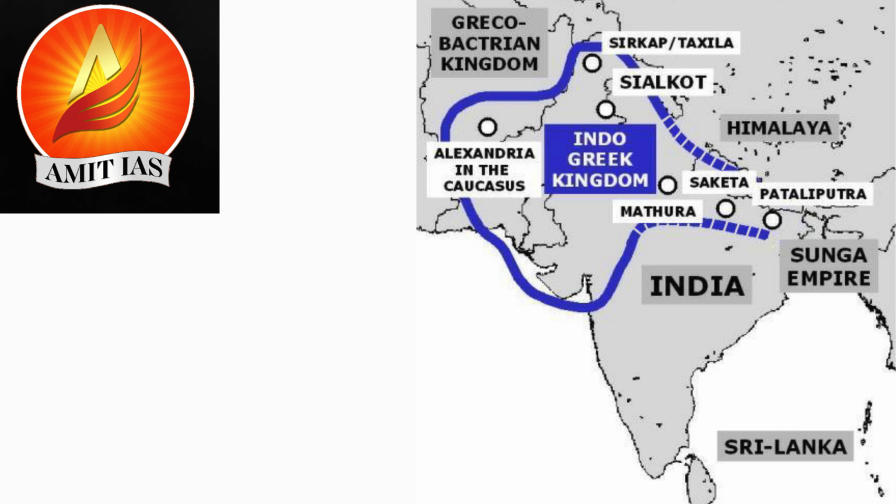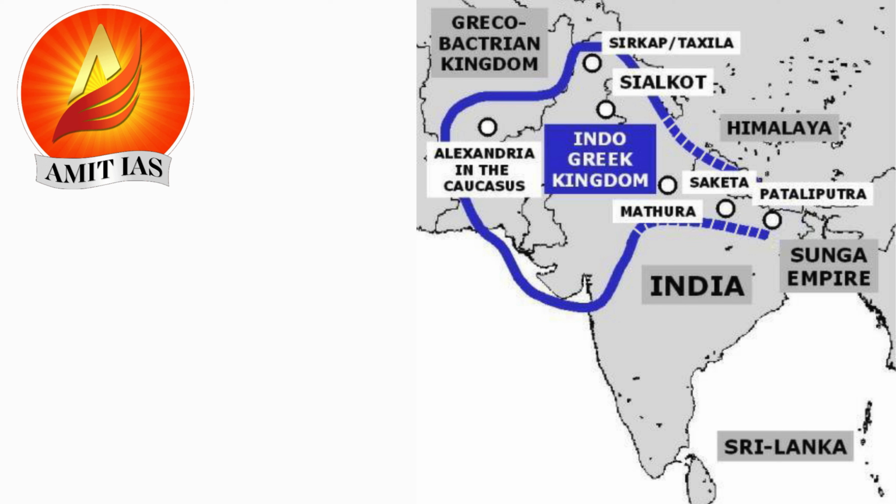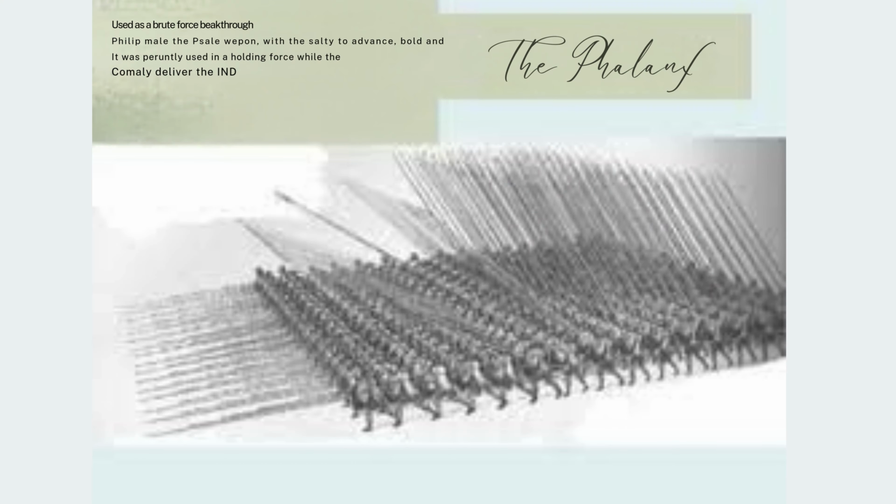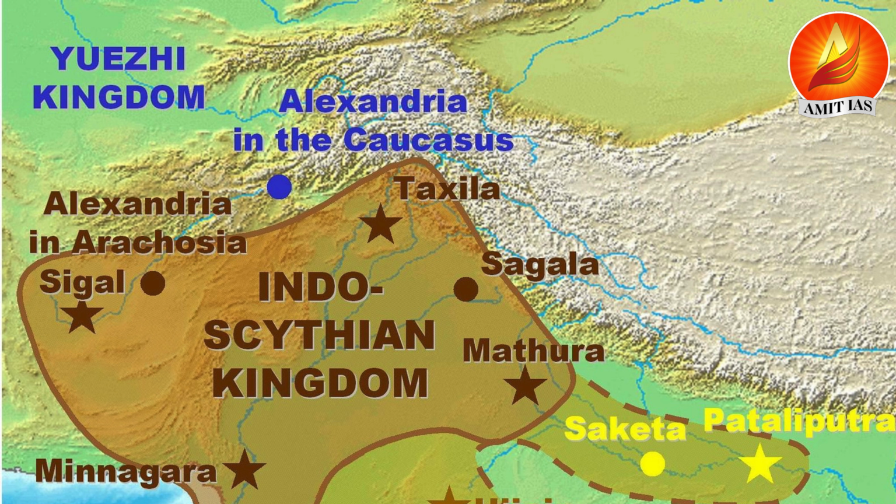Third, diplomatic relations. Alexander's conquests established initial contacts between the Greek and the Indian worlds, leading to future diplomatic exchanges. One notable example is the Indo-Greek kingdoms, which were later established in northwestern India. Military influence. Alexander's military tactics and the use of phalanx formations influenced Indian warfare to some extent.